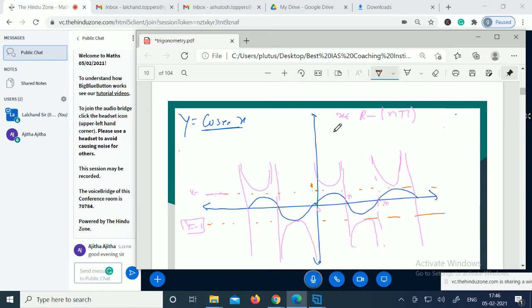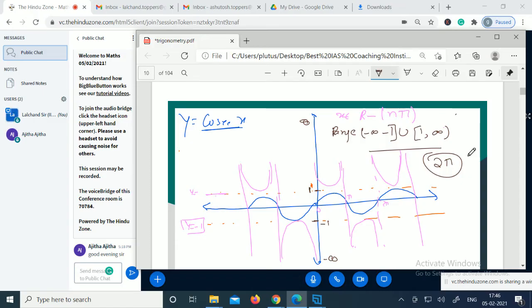Okay, and if I talk about the range, it is starting from 1 and going to plus infinity above, and on the negative side minus 1 to minus infinity. So the range is minus infinity to minus 1 union 1 to infinity. This is our range, and periodicity is the same as sine. So periodicity is 2 pi. Okay, are you getting all these points? Yes, sir.